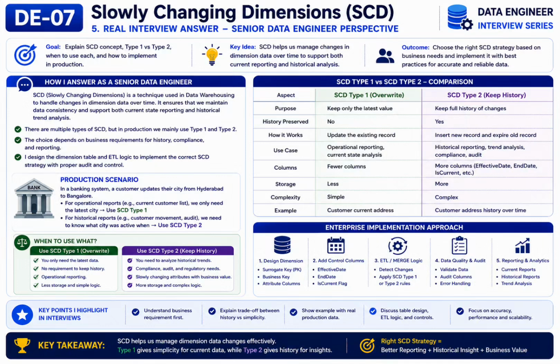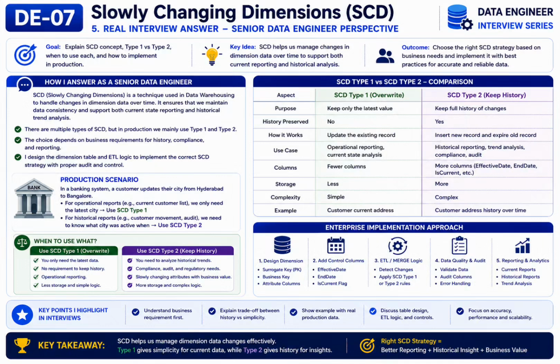Then type 1 replaces the existing value with the new value. So no historical information is maintained here. It's commonly used for correcting errors or maintaining the latest operational data. Then type 2 preserves complete history. So instead of updating the existing record, a new record is inserted while the previous record is marked as inactive using effective date and end date, also current flag.